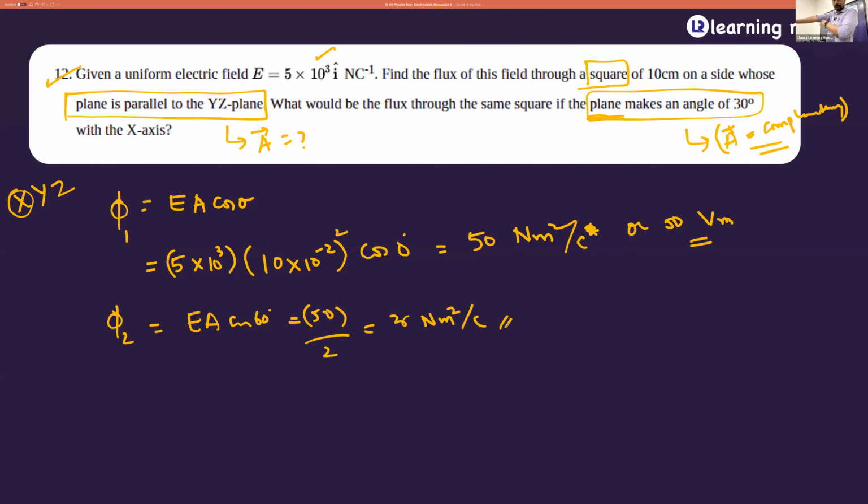Is it simple? Clear with this one? Sanjay, clear? Adav, you're writing. Shall I proceed?